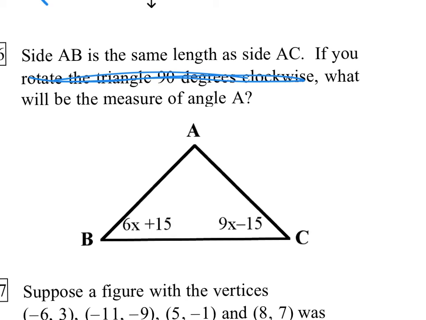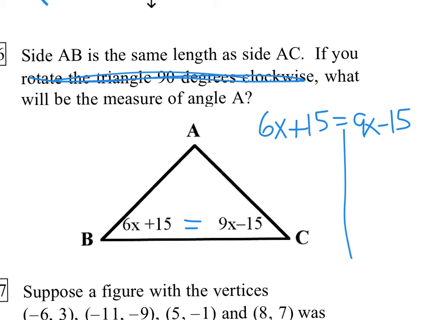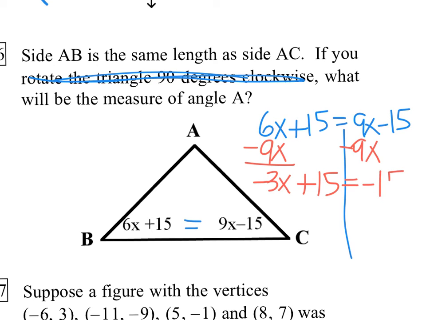And it says that these sides are equal to each other. So you know if these sides are equal to each other that these angles are also equal to each other. We've talked about this. So what you need to do is set those equal to each other using your algebra skills. So I'm going to go 6x plus 15 equals 9x minus 15. And as I solve this, I'm going to move my letter to the left. All right. I'm going to get negative 3x plus 15 equals negative 15.